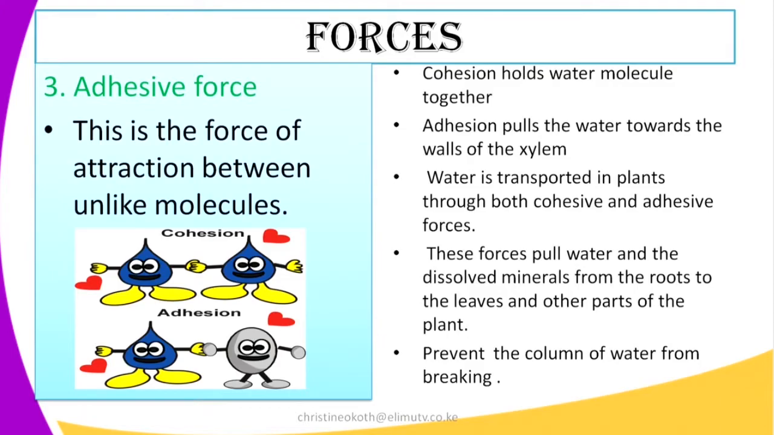Then the water is transported in plants through both the cohesive and the adhesive forces. These forces pull water and dissolved minerals from the roots to the leaves and to other parts of the plant. So these two forces will help the water to be pulled from the roots to the leaves or to where the plant needs this water. By joining hands, they help to prevent the column of water from breaking. So it's just like a tug of war.